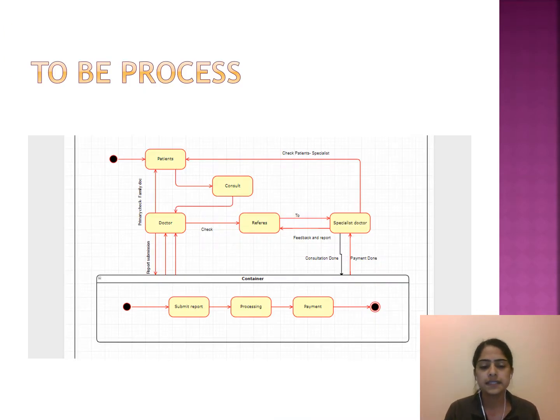So next is the to-be process. As we discussed, I am going to automate the system in Medigood. In the to-be process, there are two main tasks which are going to be automated. The first one is the automation of appointments, and the second one is record keeping of all the patients.